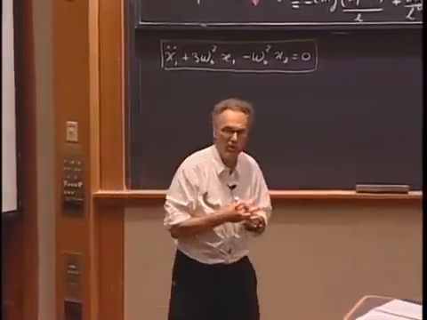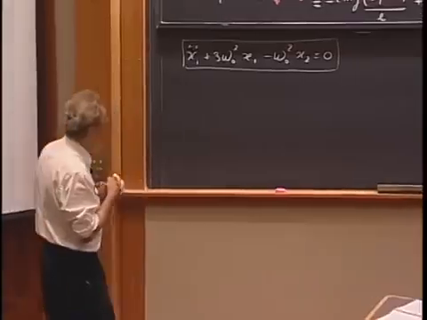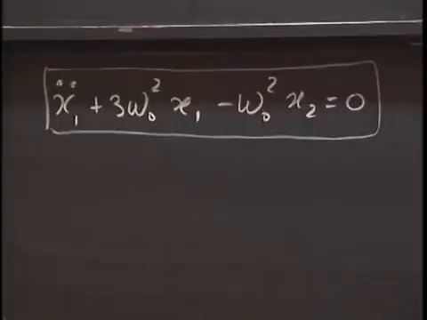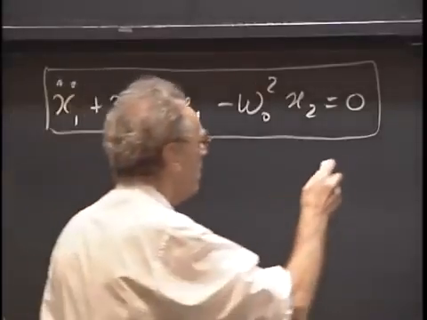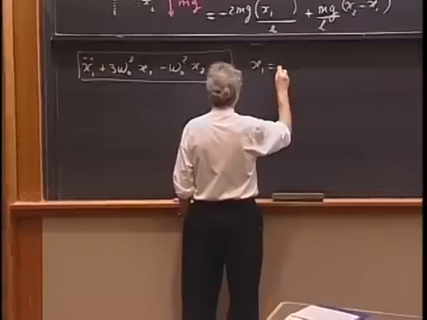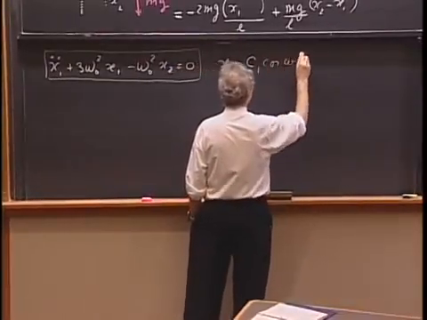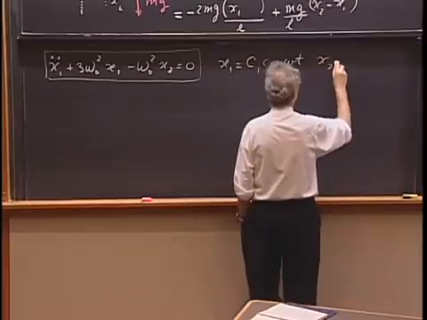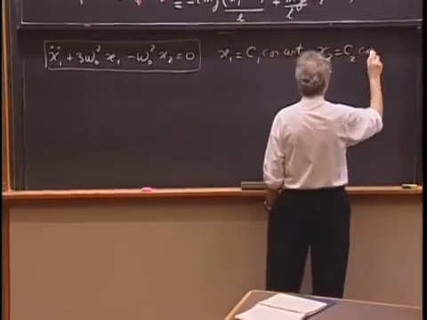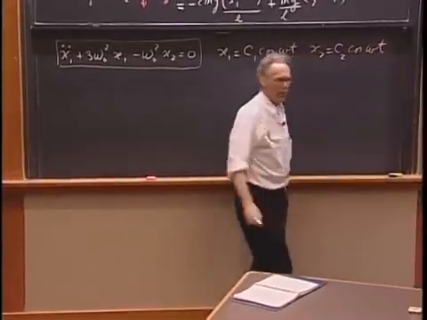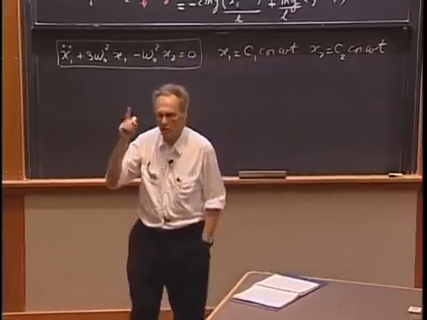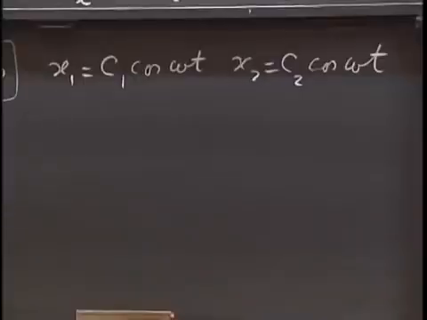Of course, the 3 is well known in a system like this, that you get a 3. I have an x1 double dot plus 3 omega 0 squared x1. I think we are in good shape. And so now we're going to put in our trial solutions. x1 is c1 times cosine omega t, and x2 is c2 times cosine omega t. And we're going to search for the frequencies. So this omega, we have to solve for this omega. This is not a given.